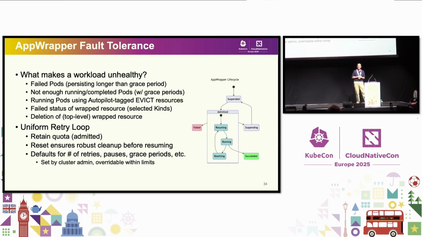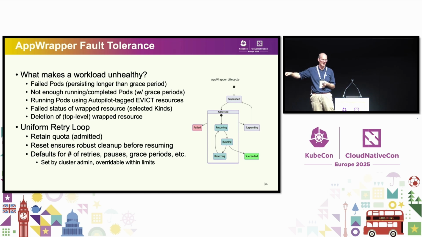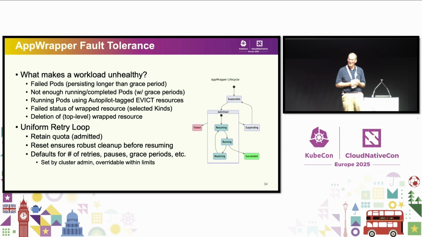Autopilot could have labeled a node as evict, meaning there's a severe fault in that node, and then the app wrapper controller is looking and it sees there's a pod running on a node that's been labeled evict, and that pod is using a resource, in particular GPU, that's unhealthy. That's an unhealthy workload. We need to do something about it.